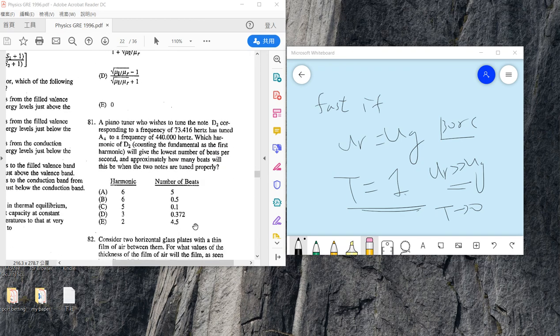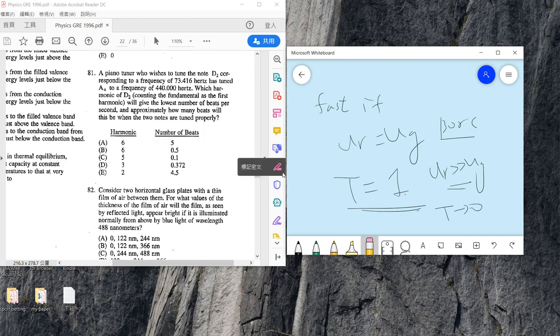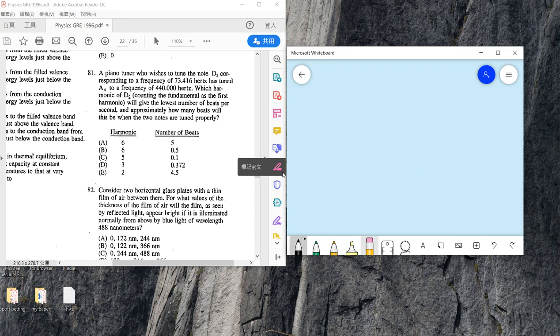Okay, so I just want to say this because in the subject GRE you usually don't have the time to solve the differential equation or whatever. So 81 basically asks you about the so-called beat. Okay, so the beat has two formulas. Basically, one formula is f1 minus f2, which is called a beat.